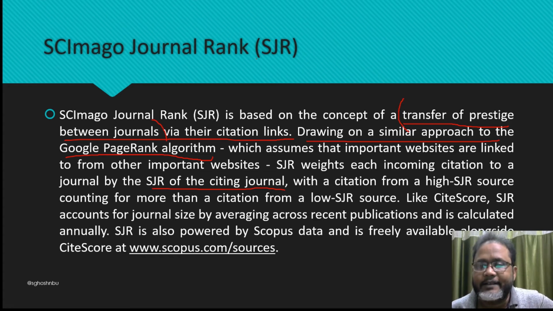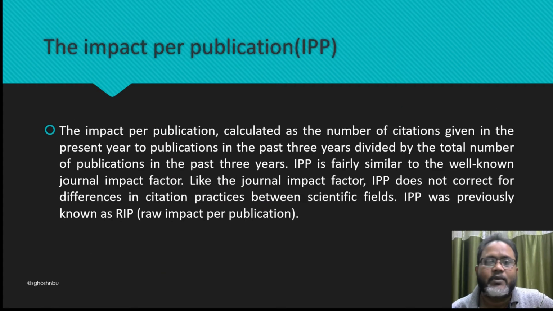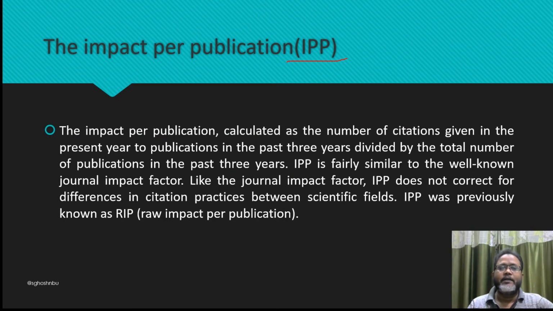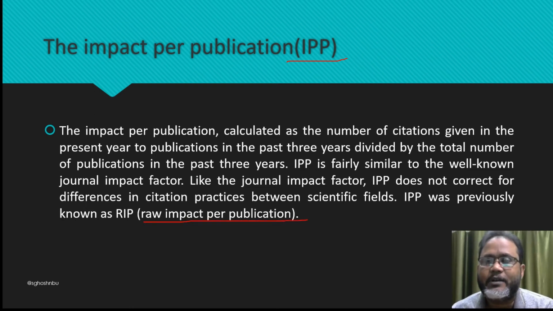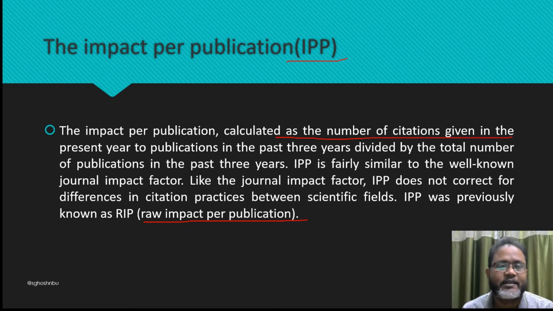Like CiteScore, SJR accounts for journal size, is averaged across recent publications and is calculated annually. It is also powered by Scopus. The next one is the IPP, the impact per publication, although previously it was named raw impact per publication. It is calculated as the number of citations given in the present year to publications in the past 3 years divided by the total number of publications in the past 3 years. It's more or less the same as the well-known journal impact factor.